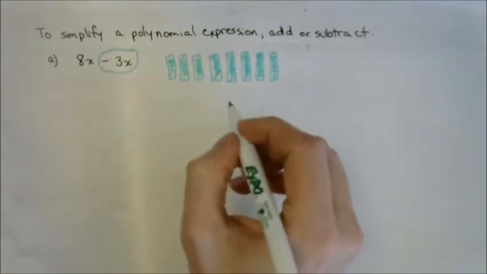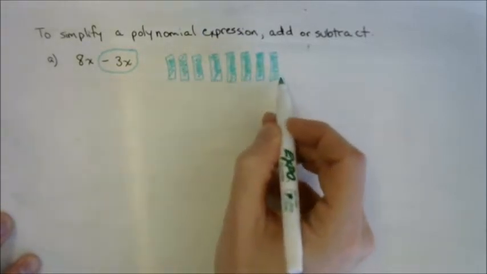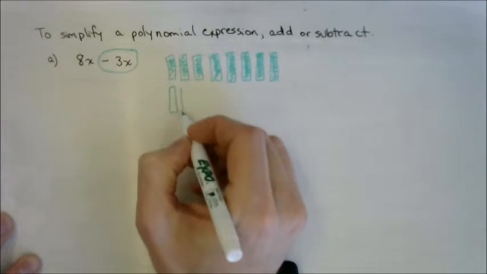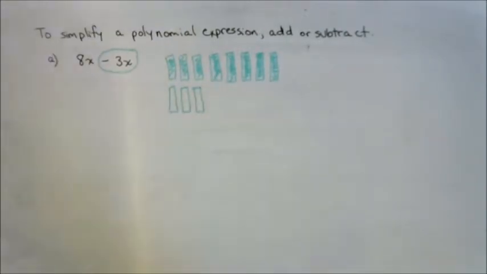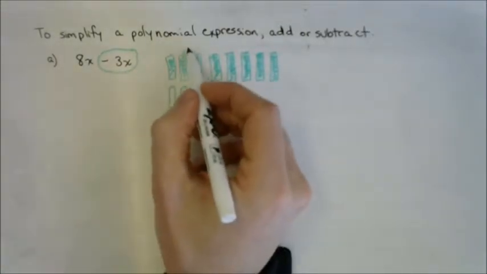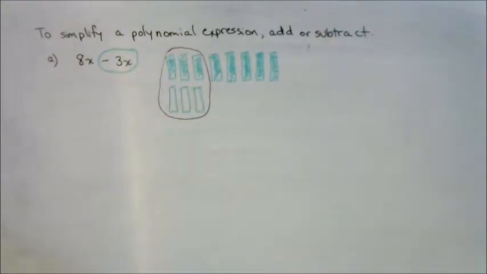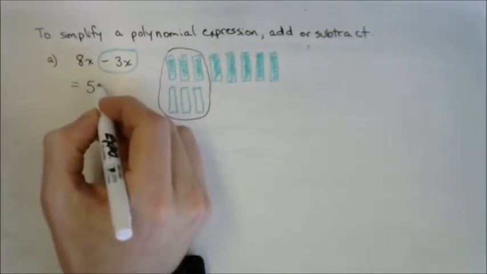I'm going to do it a different way because it's going to help us with more complicated problems. We have 8 filled in x tiles. We have 3 blank x tiles. You'll see why I did it this way when we get on to the next example. But basically what we're saying is, these guys add up to 0. So they don't count. They all kind of just cancel each other out. And we're left with 5x.